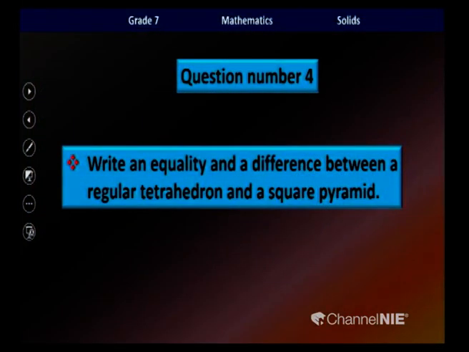This is question number 4. Write an equality and a difference between a regular tetrahedron and a square pyramid. I will say it once again. Write an equality and a difference between a regular tetrahedron and a square pyramid. Right? Okay, we will see. Now we will compare. This is the regular tetrahedron. This is the square pyramid.